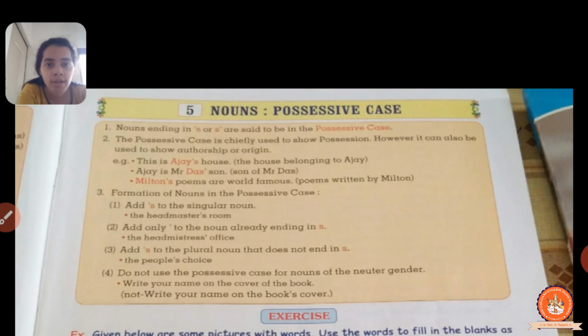The book is a non-living thing, right? It's an inanimate thing. So what we have to remember is that we will not use apostrophe S for those nouns of the neuter gender.